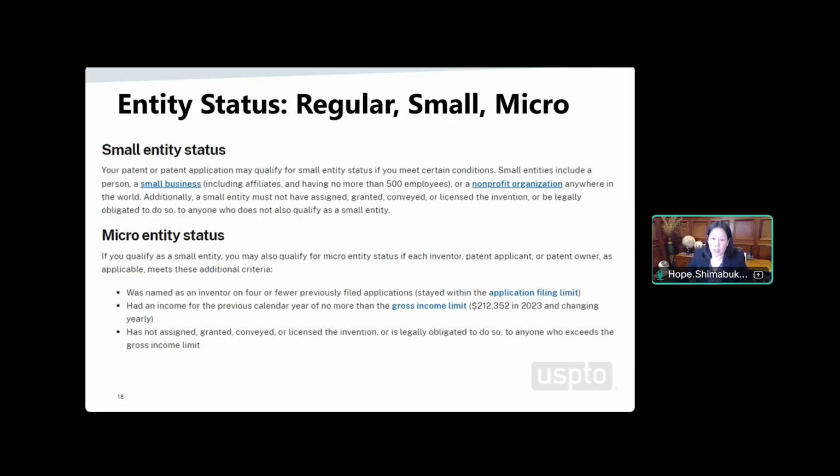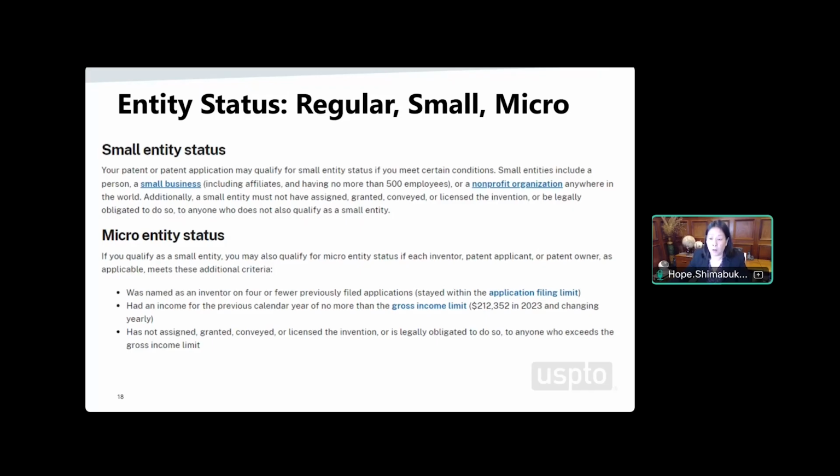So many people actually ask us what is a regular, small, and micro entity, and what are those fees? Those specific fees can be found on our website at www.uspto.gov. And specifically, you can also refer to MPEP sections 509.02 to 509.04 to find out more information on those fees.